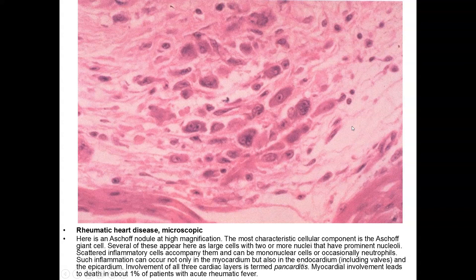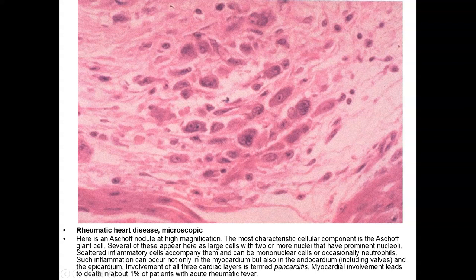So here you see a sample histological slide of the myocardium of the heart in case of rheumatic heart disease. And here you see the accumulation of the cells. We call it an Aschoff nodule at high magnification. The most characteristic cellular component is the Aschoff giant cells in case of rheumatic heart disease. This disease has an immune component. We'll study this disease later in the second term, so the sixth term. So the Aschoff giant cell is very characteristic of this pathology.